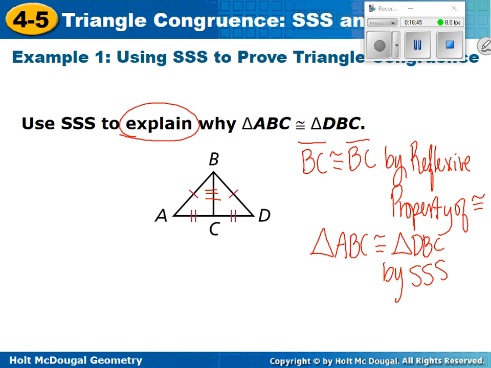Okay, so if it says explain, I'm not going to require you to write it out in a full 2-column proof. You just need to list what's missing and how you know, and then write your triangle congruent statement and tell me how you know they're congruent. Are you guys with me there? Okay.